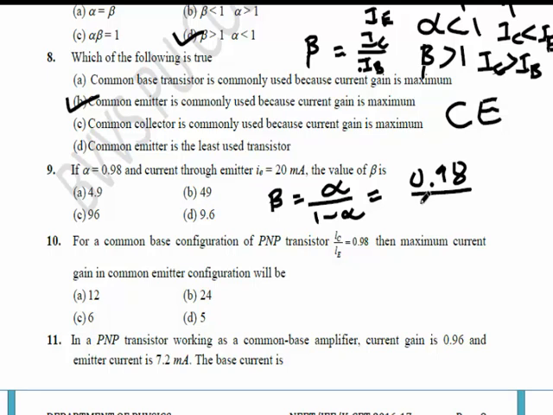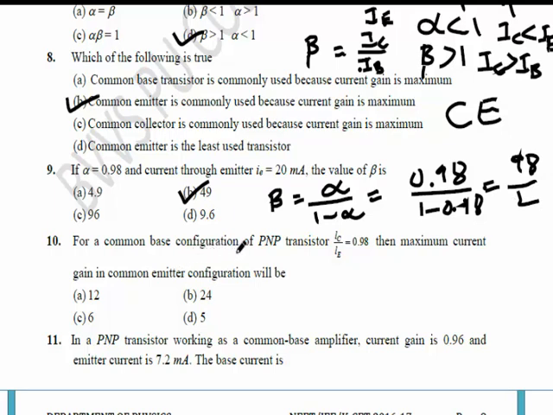0.98 divided by 1 minus 0.98. So do the calculation. 0.98 by 0.02, means 98 by 2. 98 by 2 means 49. 49 means B option is correct. Okay. So next question. It will be 98 divided by 2 means 49.